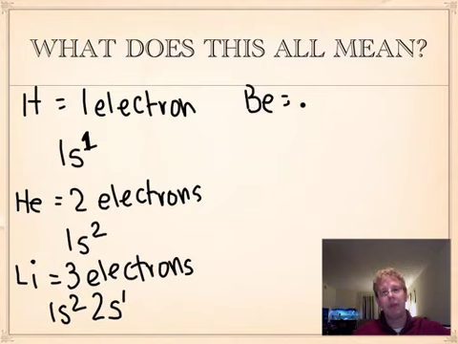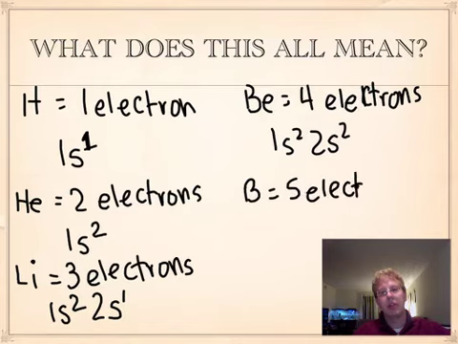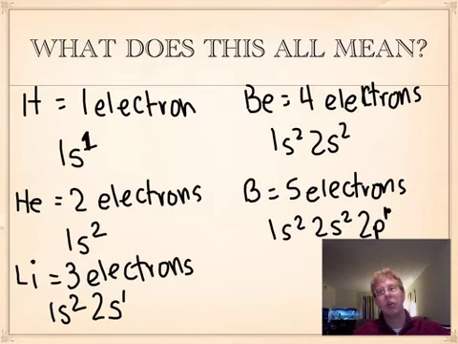If we look at beryllium, which has 4 electrons, it becomes 1s2, 2s2. Boron at 5 electrons becomes 1s2, 2s2, 2p1.